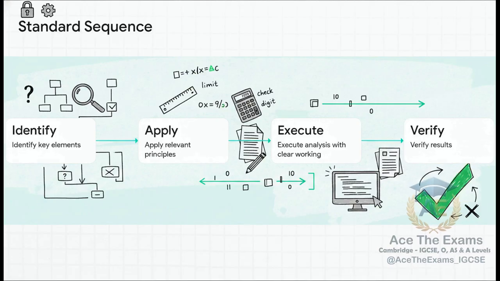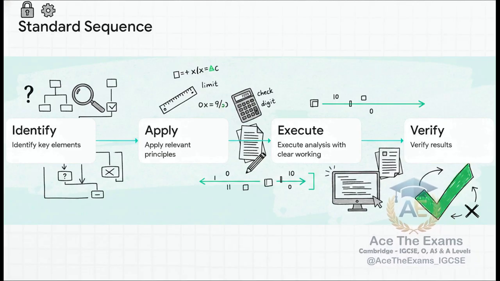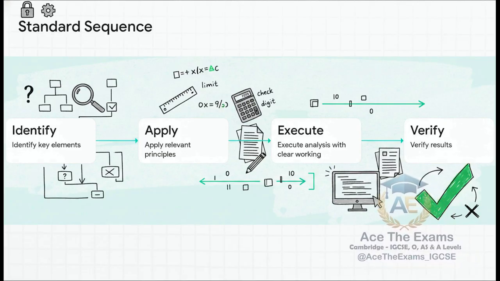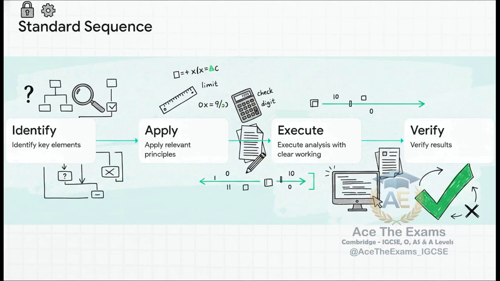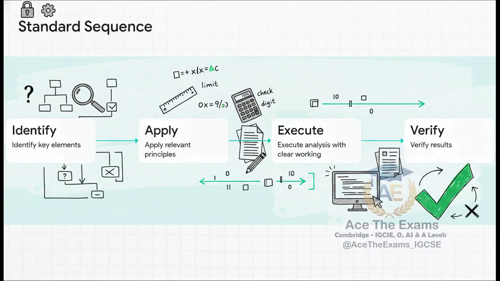Step 1, identify the key elements of the context. Step 2, apply the relevant principles, whether that's a limit check or a check-digit algorithm like modulo 11. Step 3, execute your analysis with incredibly clear step-by-step working. And step 4, verify your results. Examiners actually want to award you points. I promise you they do.